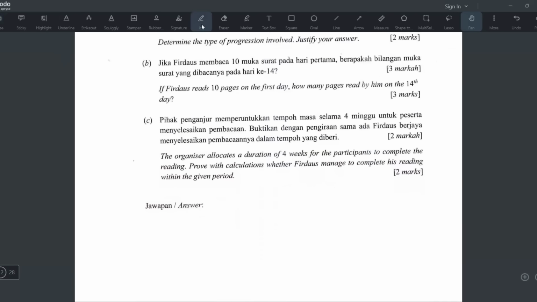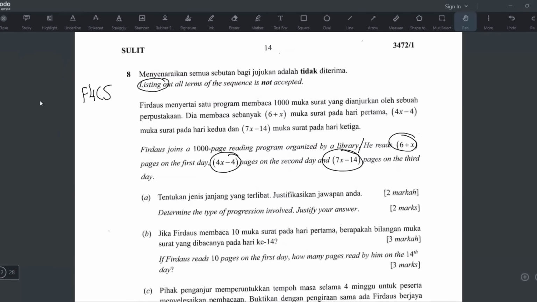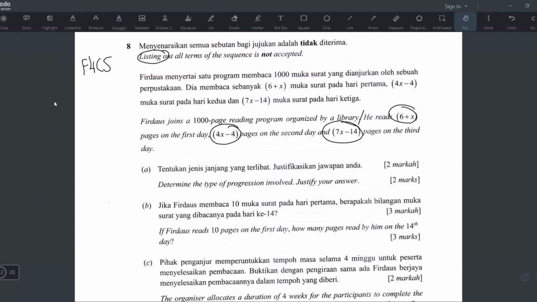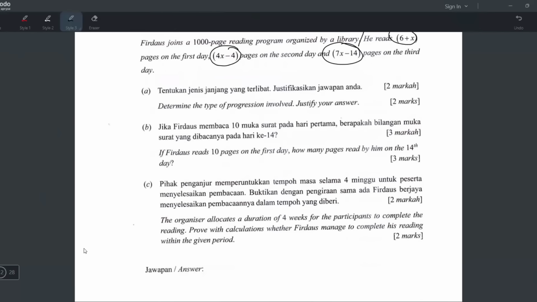So question A. Can I do up here? No space there. Okay, I'll do it down here. So the first term is 6 plus x, that's the first day. Second day is 4x minus 4. And then the third day is 7x minus 14. So this is your T1, this is your T2, this is your T3. So what do you think? Is it arithmetic or geometric?